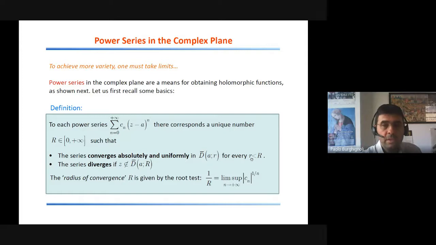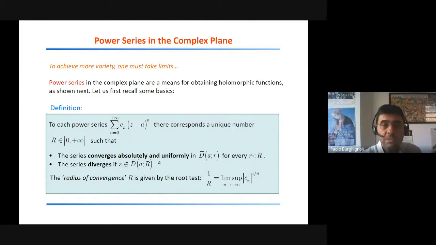So if the radius of the disk is strictly less than this capital R number, then you have guaranteed the convergence of the series, which is also absolute and uniform in the closed disk. The fact that the disk is closed is indicated with this over bar. On the other hand, you know also that the series diverges if z does not belong to this closed disk.